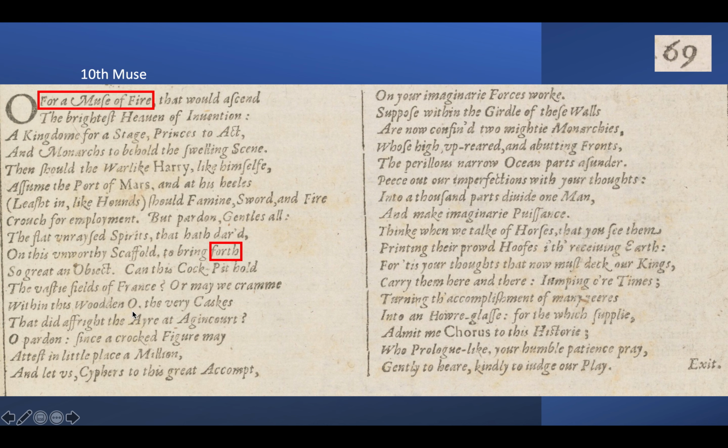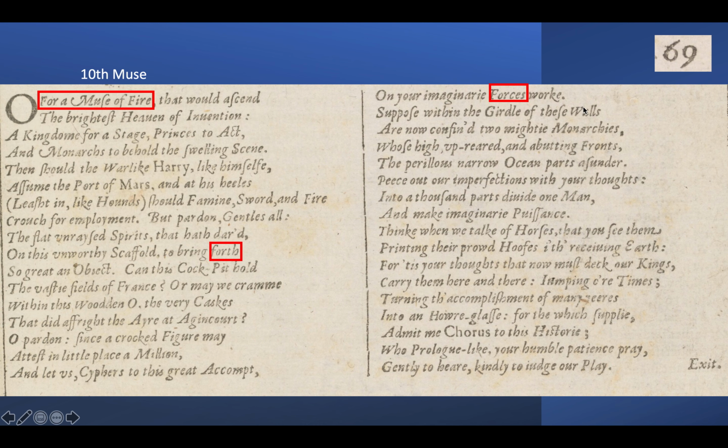Can we cram within this wooden O the very casques that did affright the air at Agincourt? Oh, pardon, since a crooked figure, crooked could mean drunk, or it could also mean wounded, which is important. May attest in little place a million. I love this because we've got may and in a little place, much like nothing, which he tells you and let us, ciphers, archaic meaning naught or nothing, let to this great account on your imaginary forces.